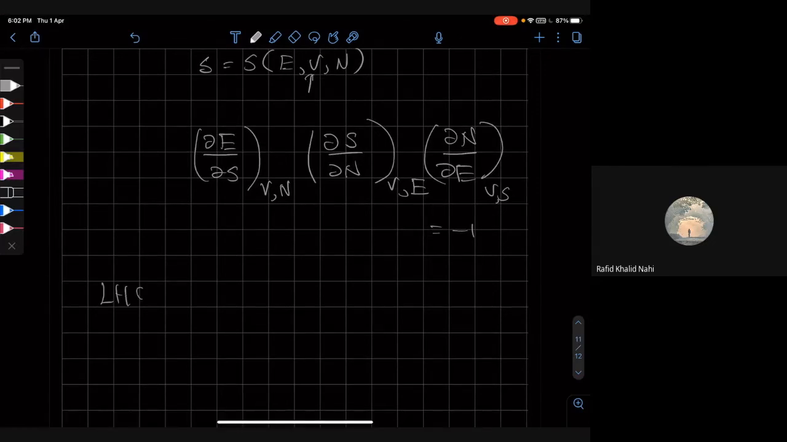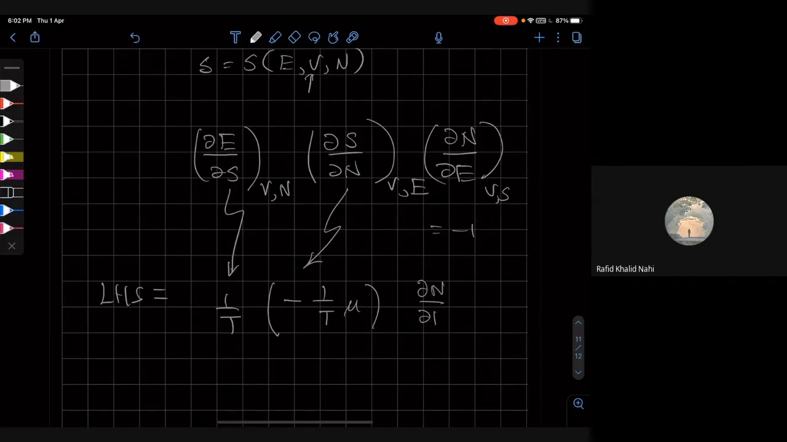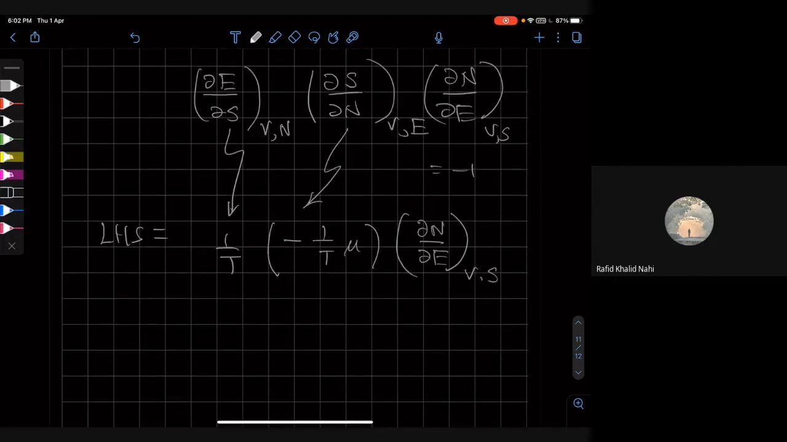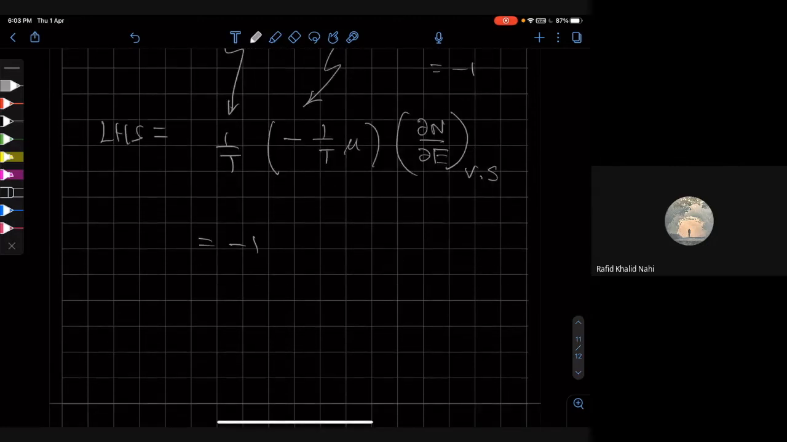So what is the left-hand side? The left-hand side is, this thing is nothing but 1 over the temperature. And this thing is the definition of the chemical potential, and therefore we get -1 over T times mu. And this thing is del N by del E, where V and S is constant. And this left-hand side has to be equal to -1, which is the right-hand side, which gives us the expression that del E, del N, at constant V and S, is equal to mu, okay?